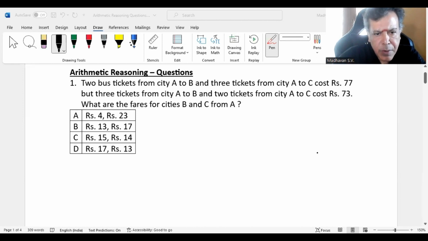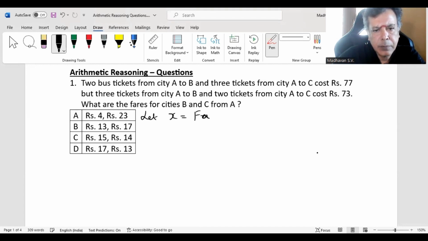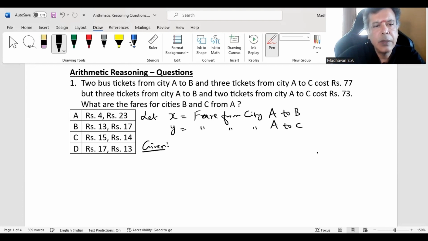So let us consider whatever we want to find. We'll assume that as x and y. Let x be equal to the fare from city A to B, and y equal to the fare from city A to C. So what is given in the question is 2 bus tickets from city A to B, which means 2 times x, and 3 tickets from city A to C, plus 3 times y, is given as 77. Let us consider that as equation 1.